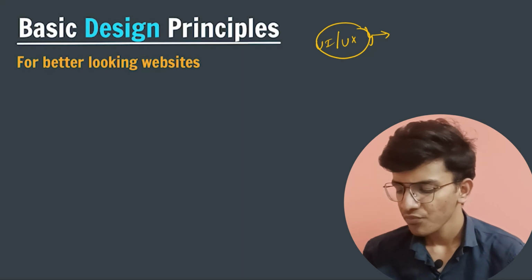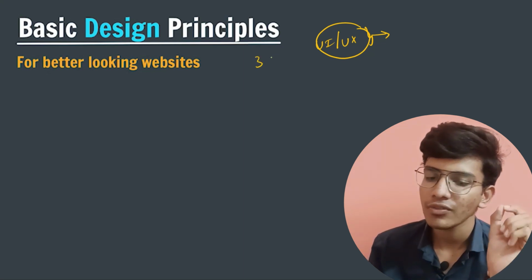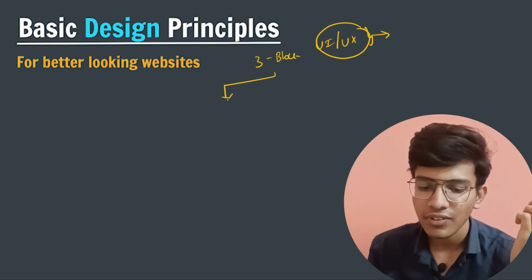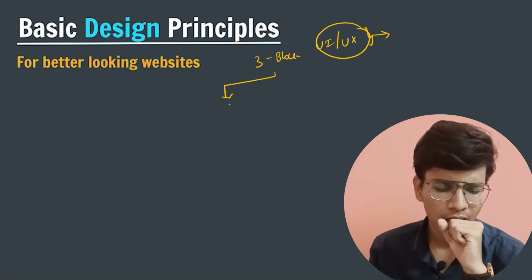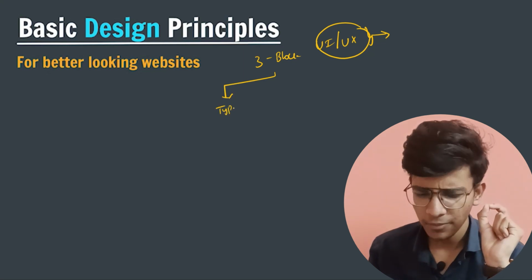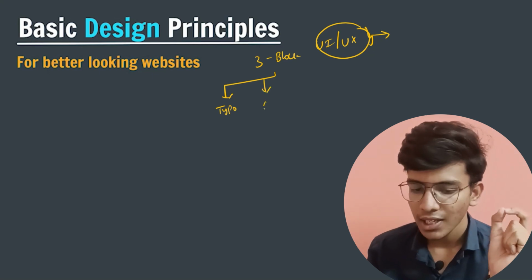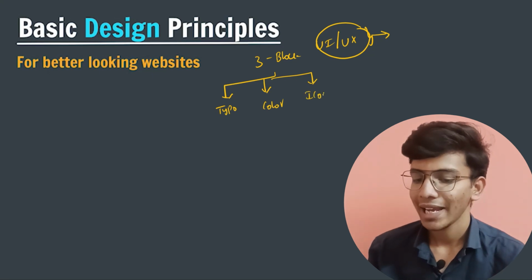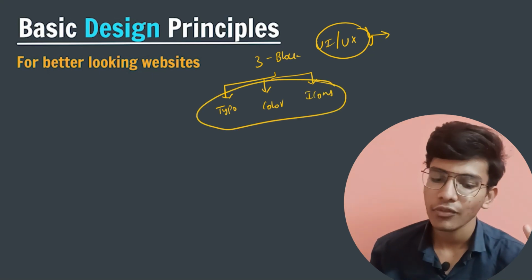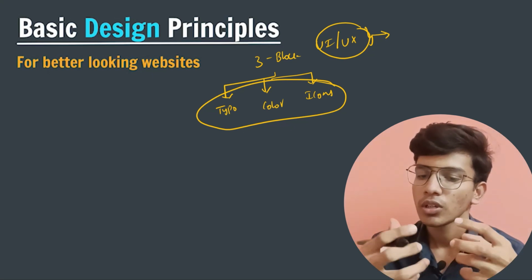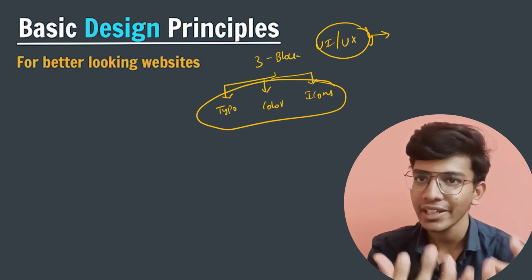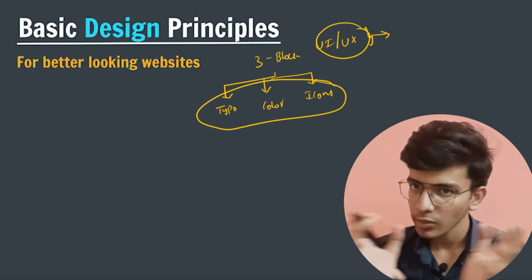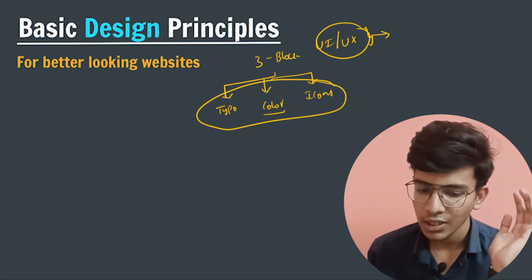What we are gonna do is that there are three fundamental blocks of designing, right? When it comes to web development, there are three fundamental blocks. The first block is typography, right? Second one is color, and the third one is icons. So in this session we are gonna focus on these three things: how typography, color, icons affect the overall feel of your website.